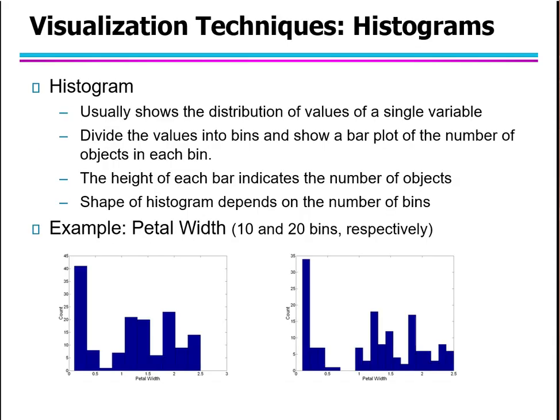Visualization techniques: histogram. One of the most common visualization techniques is the histogram. A histogram shows the distribution of values of a single variable. It works by dividing the values into bins and showing a bar plot of the number of objects in each bin. The height of each bar indicates how many objects fall into that bin. It's also important to note that the shape of a histogram can depend on the number of bins chosen. Too few bins might obscure important details, while too many might create a noisy visualization.